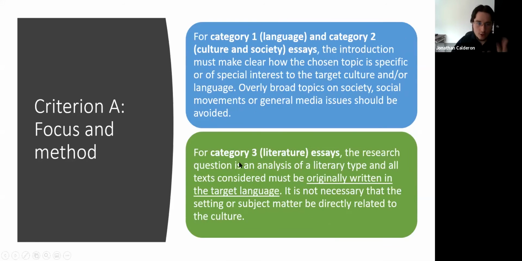Now, for category 1 language and category 2 culture and society essays, the introduction must make clear how the chosen topic is specific or of special interest to the target culture and/or language.